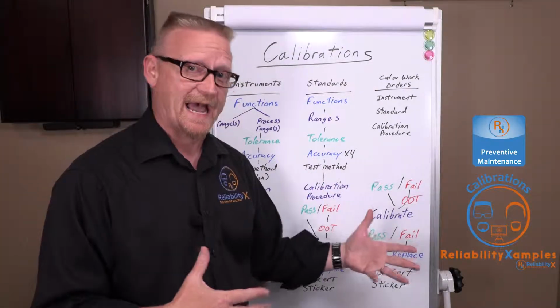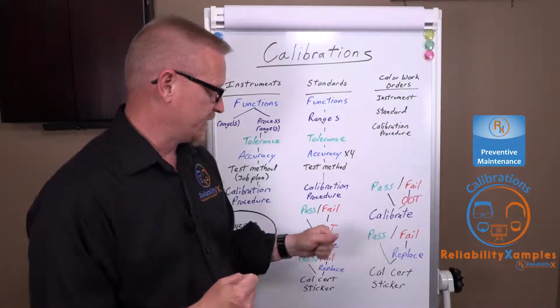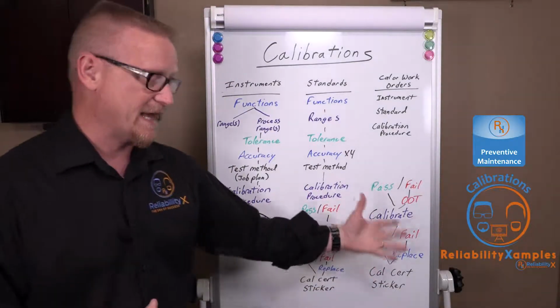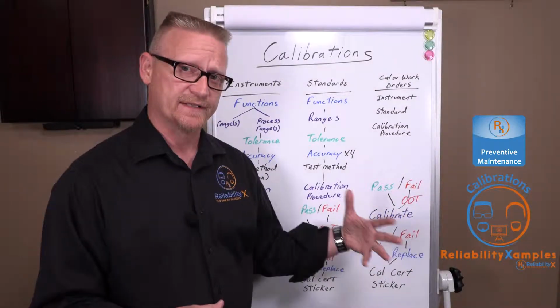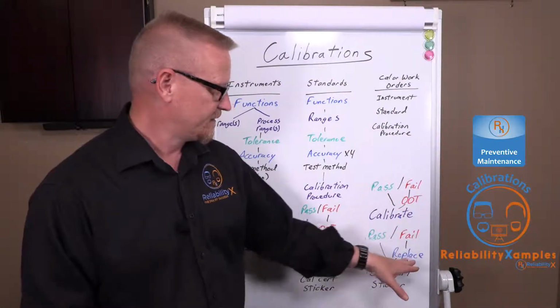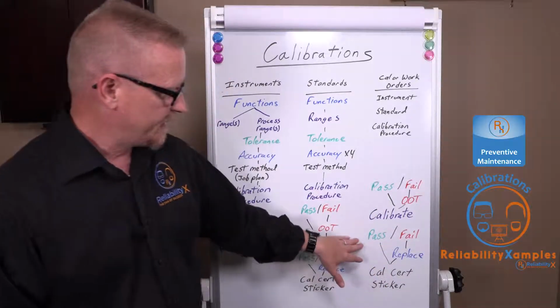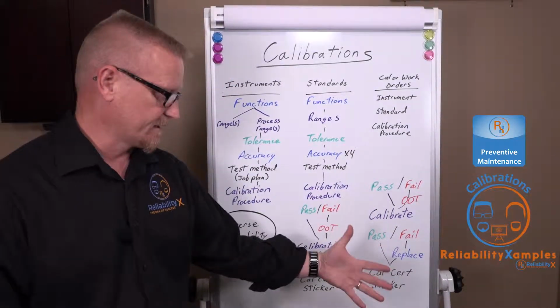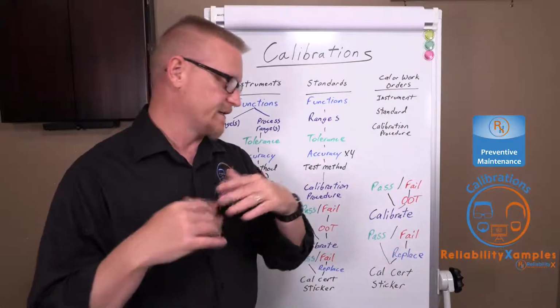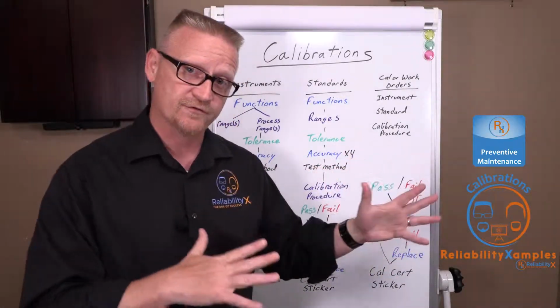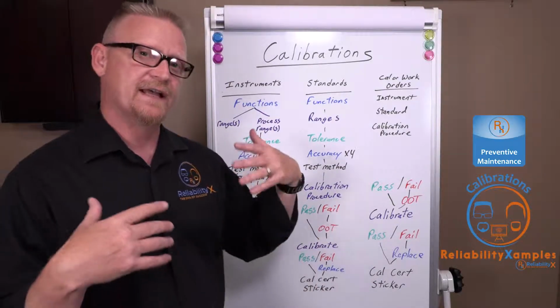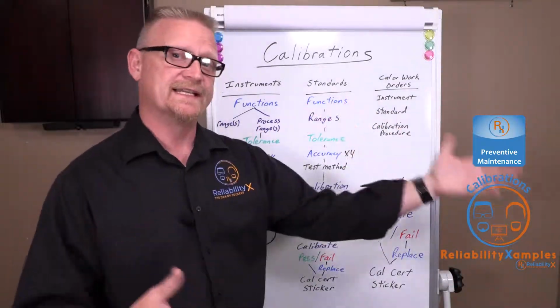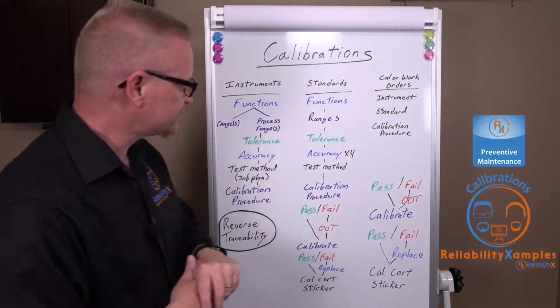Again, you attempt to calibrate the instrument and bring it back to within its range, and then retest, pass, fail. If you're unable to get the instrument to operate effectively, then it needs to be replaced. If it passes, it gets a cal cert and a sticker on it, or if you're stickerless, it gets put in whatever logbook or electronic system that houses the calibration management. And essentially that instrument is now good to go until its next calibration frequency.